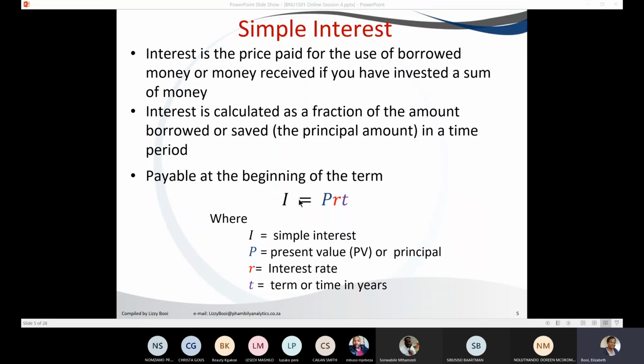And we usually use the formula I equals P times R times T, where P is our present value or our principal amount, and R is our interest rate, which will be in a percentage form. When we substitute into the formula, we have to divide by 100. And T will be our term or period. And our term and period are always in years.